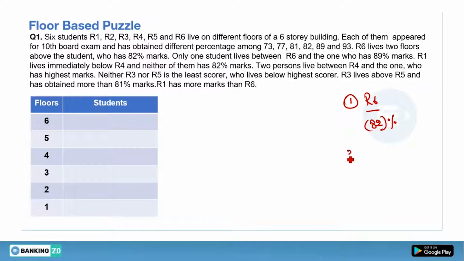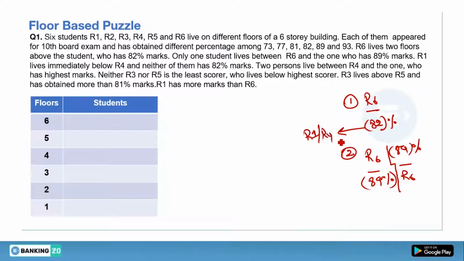So we cannot fix these two in our puzzle, so we have to make its footnote again. One student between R6 and 89% mark. So it may happen that 89% can go downside to R6 or 89% can go upside to R6. Both cases are possible. Now, R1 lives immediately below R4 and neither of them has 82% mark. So R1 and R4 don't have 82% mark, and we know that R1 lives just below R4.